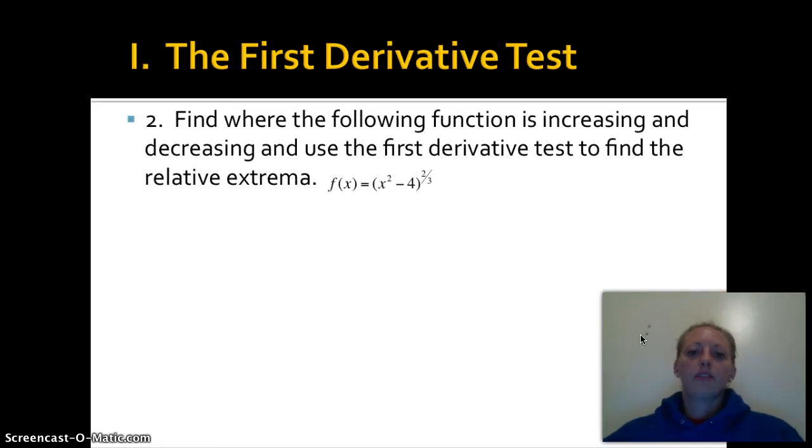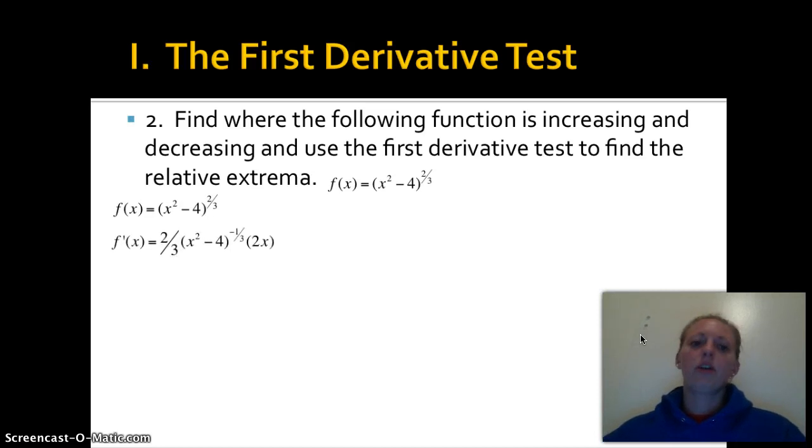So again, find the following function, increasing, decreasing, use the first derivative test to find the relative extrema. So you're going to do the same thing that you just did. If you want to pause it here so you can try and work through it and then check your work, would be great. You're going to start by taking the first derivative, or I rewrote it to make it look nicer. Then set it equal to 0.